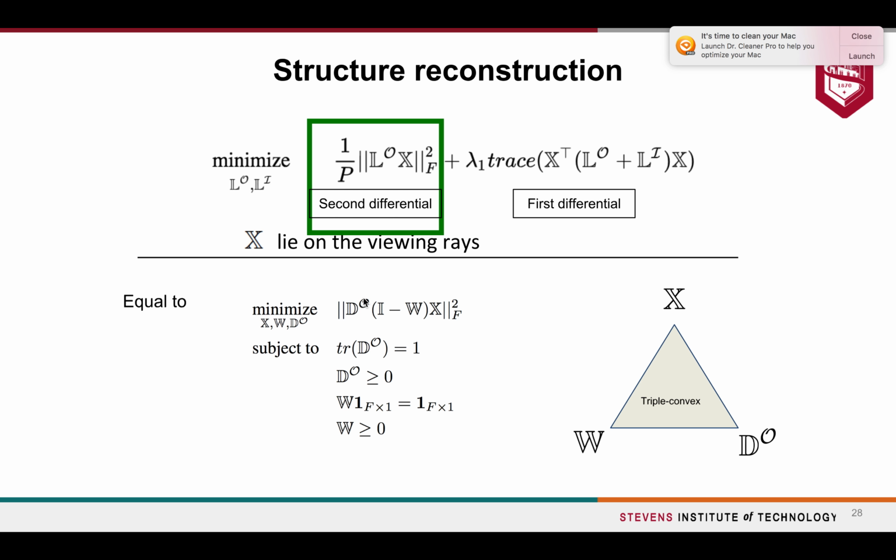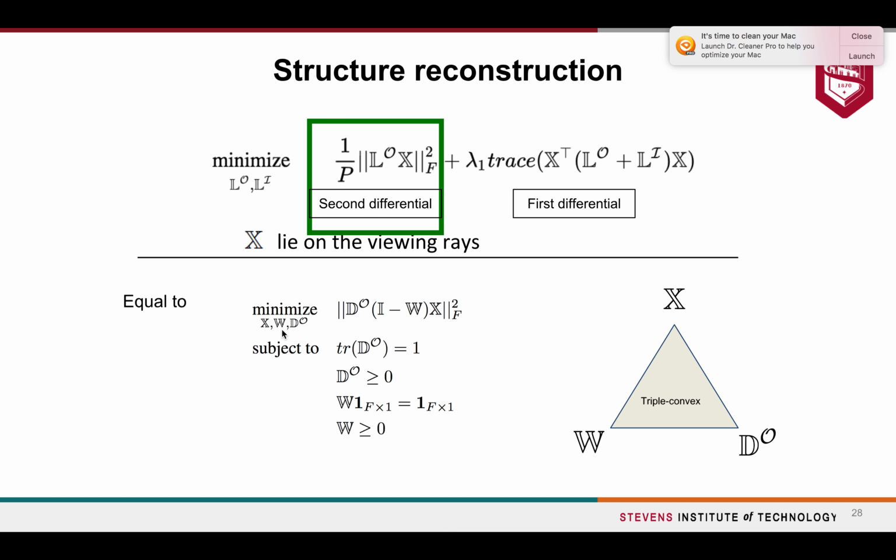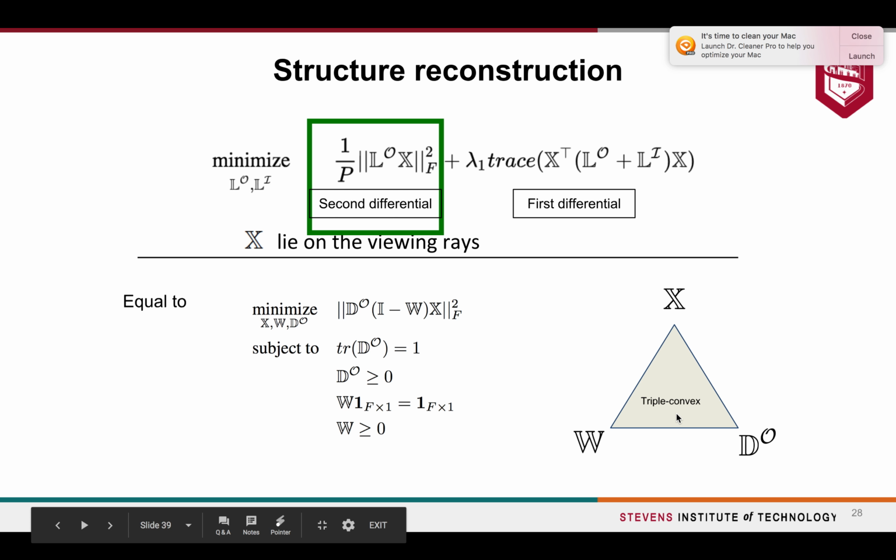D depends on the value of D. The more important part is the proportion of each out-degree. So we can set the sum of those to a constant value, which here is 1. And it will be a cost function optimized over x, weight, and d out, and it's a triple convex function.